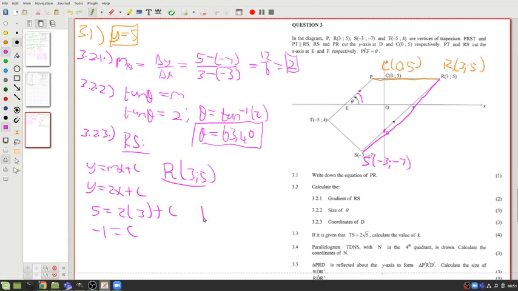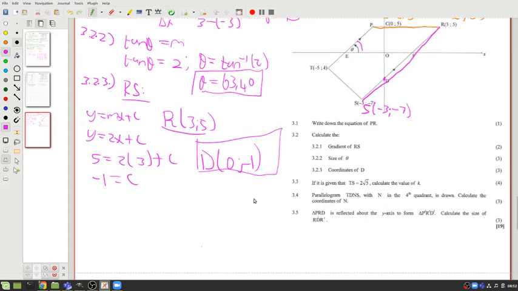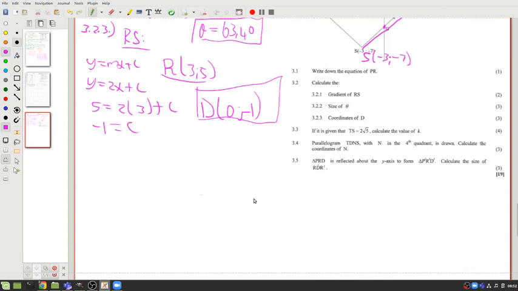So D, the coordinates for D will be 0 because it's on the y-axis, and -1. It's the y-intercept of our line. So 0, -1. There we go. That's answer 3.2.3.